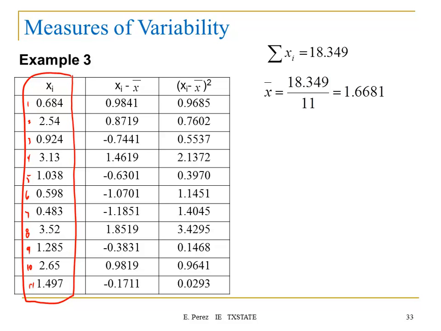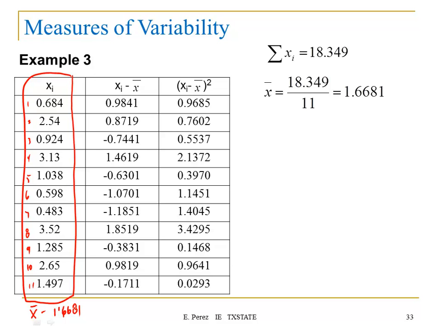So the first thing you need to do is to compute the sample mean, because you need that information in order to compute this estimate. Your sample mean is just the summation of these units divided by 11, and it's 1.66. So the sample mean is coming from this list of numbers, and it is 1.6681. Okay, so now we have the sample mean.